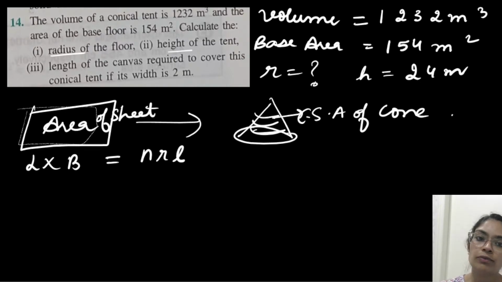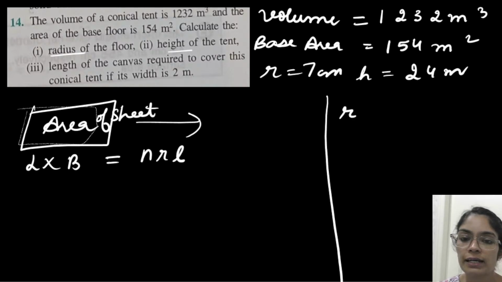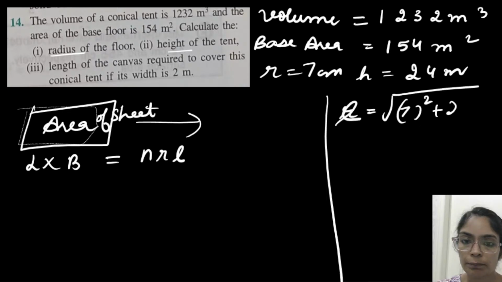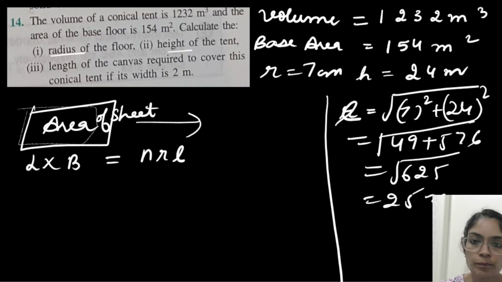We know the value of r, we know the value of h, but we don't know the value of l. So we have to find the value of l. We will use the formula for l, and you can remember, it's a Pythagorean triplet also. So l is equal to the square root of 7 square plus 24 square. 7 square is 49, 24 square is 576. You will get 625. So the answer is 25 meter.